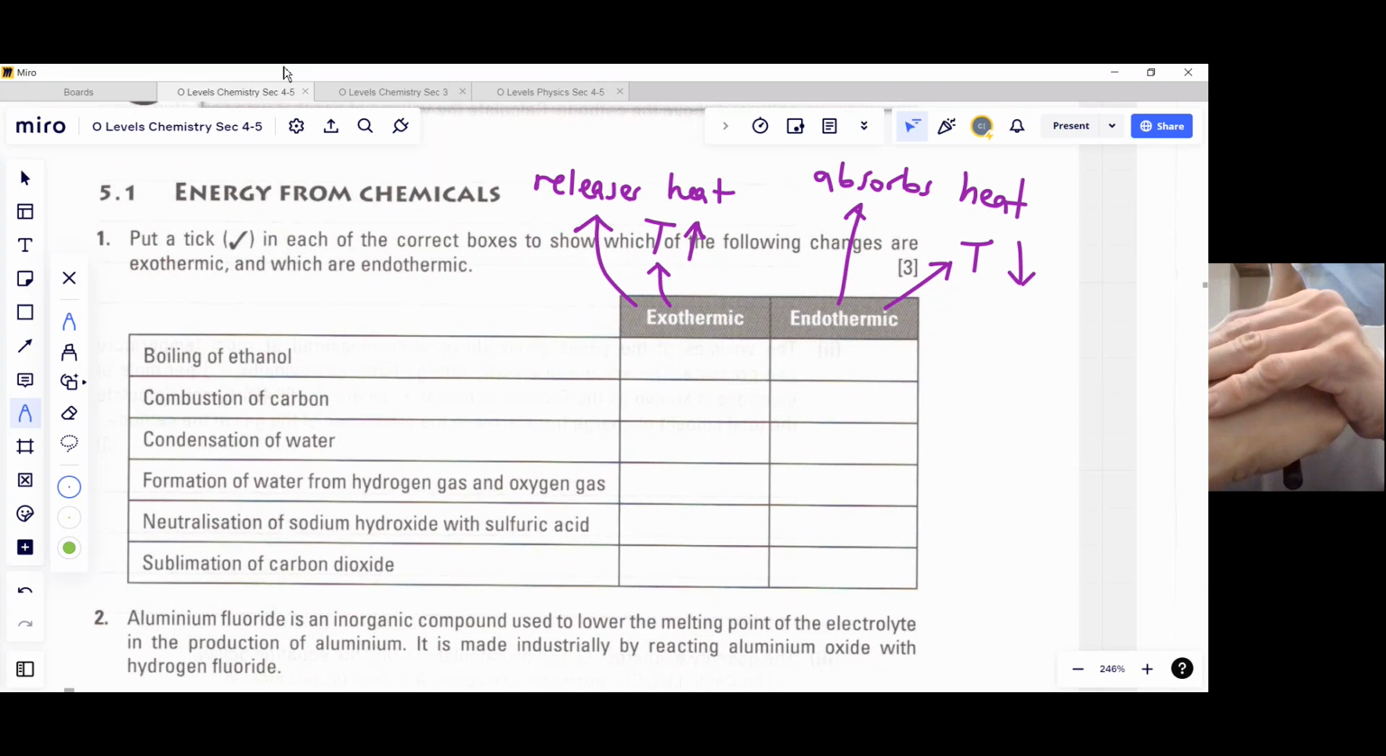Be careful of boiling. When you boil something, is that something absorbing heat or is that something releasing heat? Think carefully. Okay, same thing for condensation.